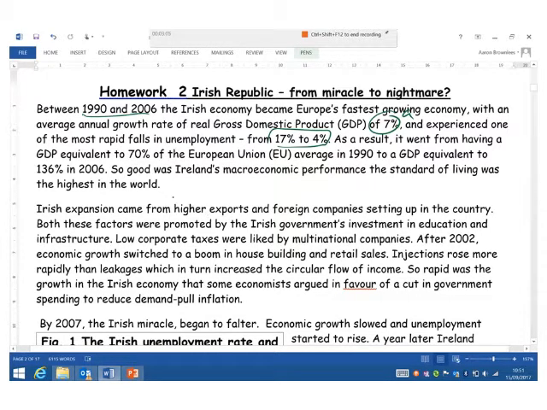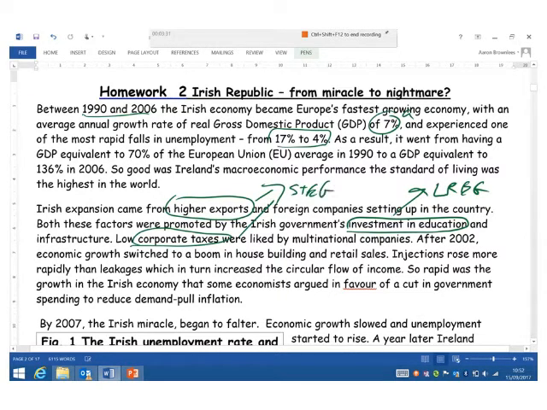Irish expansion came from higher exports. Okay, we've got one factor that may have caused economic growth. Investment in education. We've got another factor there in infrastructure. Lower corporation taxes. We've got another one there. So any of those, if you're going to do investment in education, you're looking at long run economic growth. If you're going to do low corporation taxes and higher exports, short term economic growth would be good for those. You've also got house building and retail sales if you wanted to do one of those, but any one of those analysed is going to be enough for the first question.